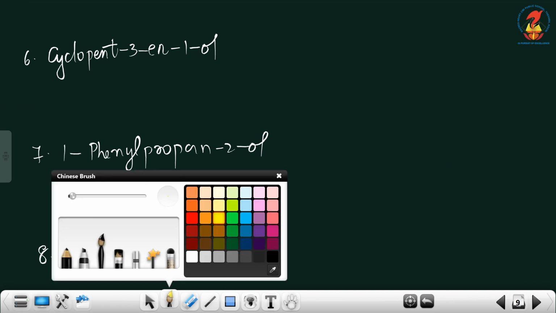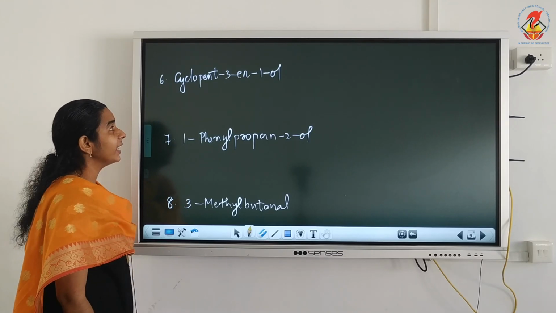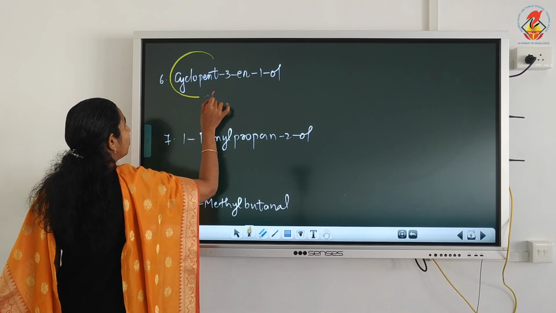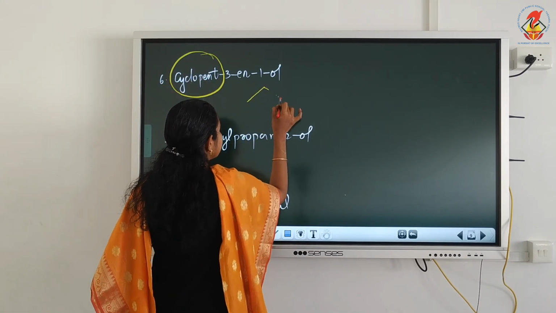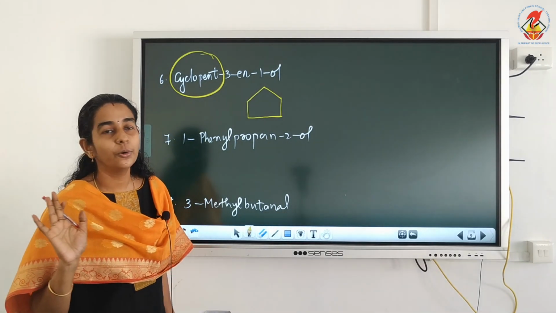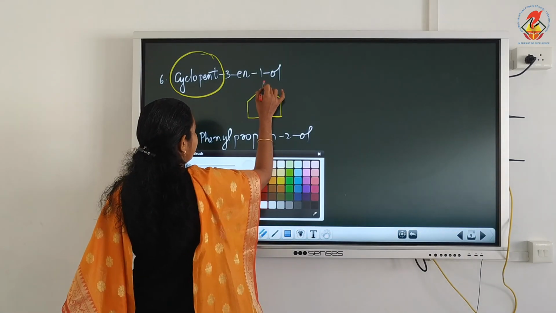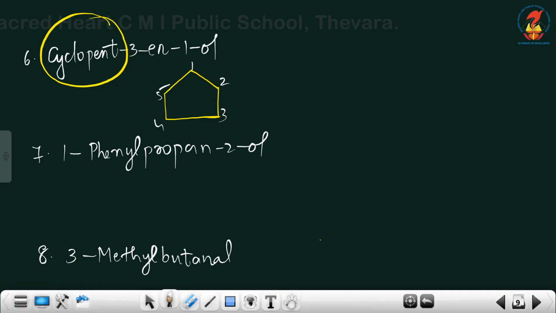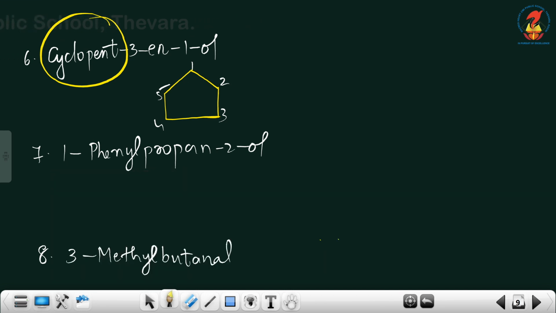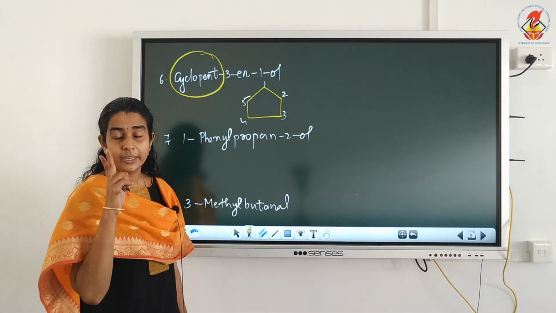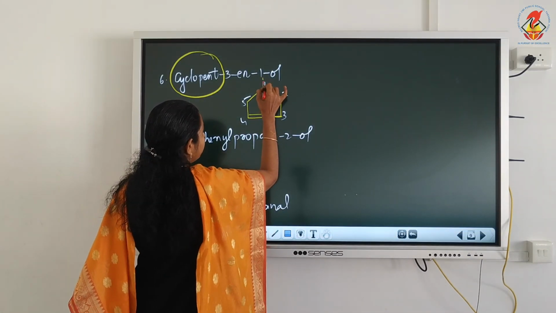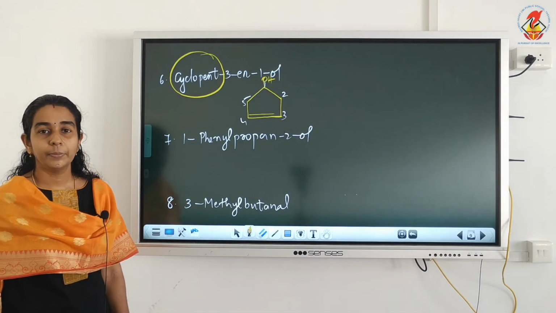Now, the next question. Cyclopent-3-yn-1-ol. So here the word root is not pent, it is cyclopent. So we have to draw one cyclopent ring. Cyclopent ring means a 5 carbon ring only. Give continuous numbers, don't forget to give continuous numbers up to 5. Now write the prefixes and suffixes if any. Cyclopent-3-yne. 3-yne means there is a triple bond between the third and fourth carbon. 1-ol means on the first carbon there is one OH. This is about the structure.